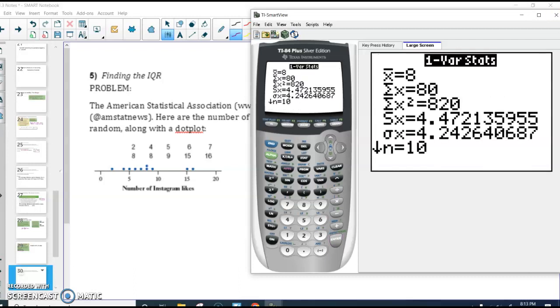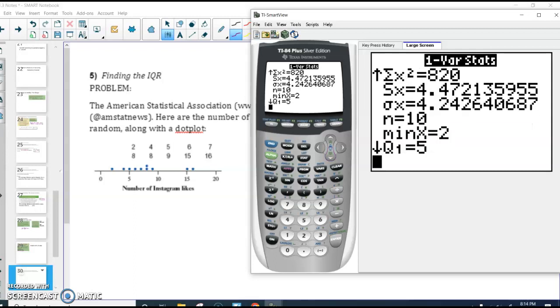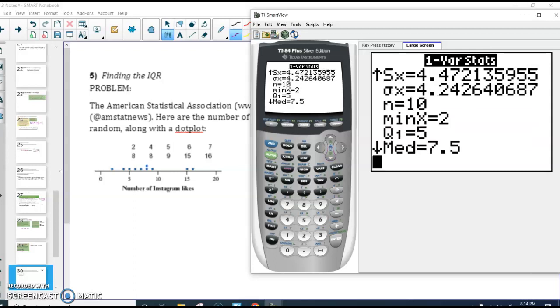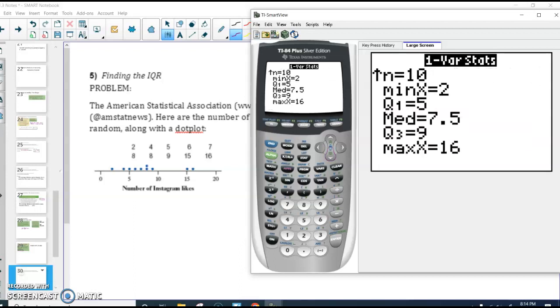And what I'm going to do is move my arrow down. So that's my min. That's going to be important if I wanted to know what my range is. I also have the first quartile, which is 5. I have a median at 7.5. I have the third quartile at 9. And then the max is at 16. So these are going to be important things because I can use this 9 and 5, that Q3 and Q1.